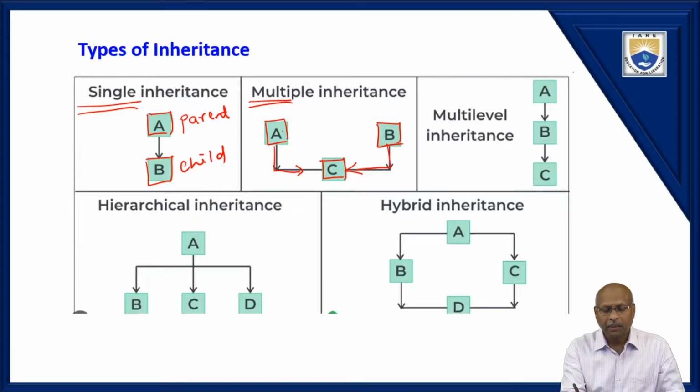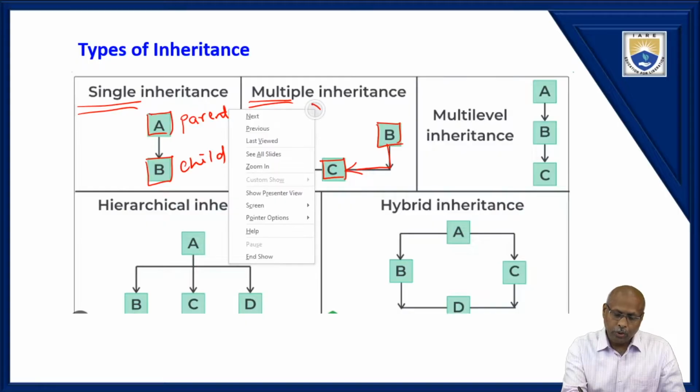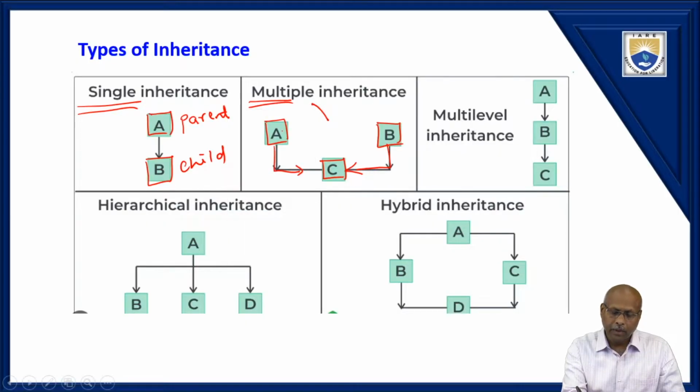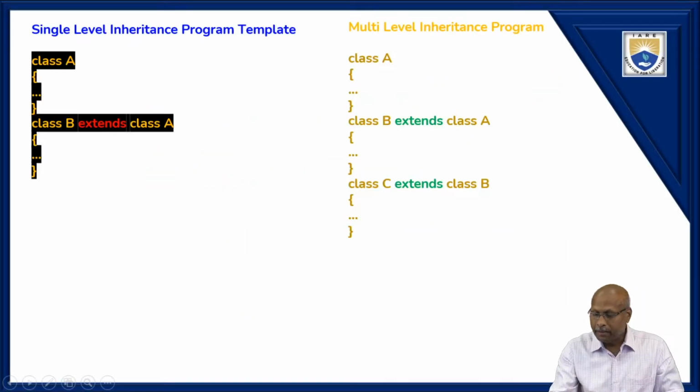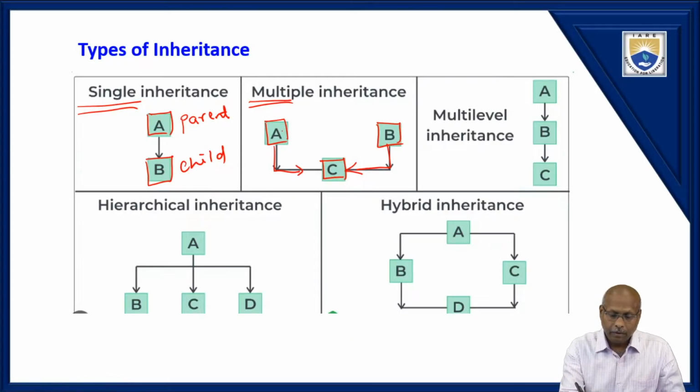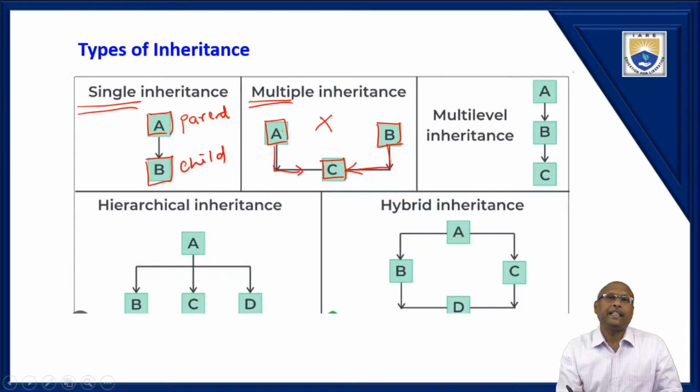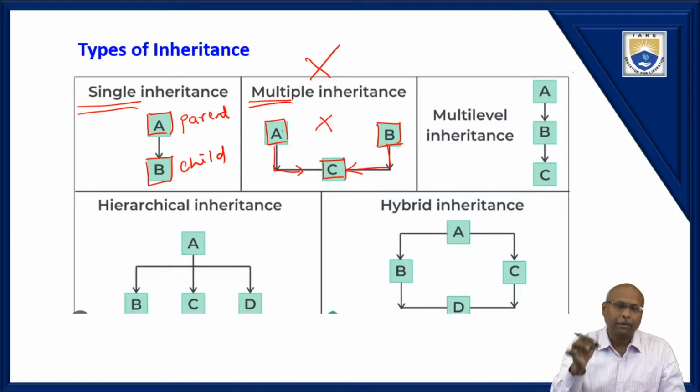Of course, Java will not support multiple inheritance directly. So you cannot implement this inheritance directly. Of course, there is an inherent mechanism using the interface concept. But generally, directly you cannot implement. Through a class, you cannot implement. So that's why we will not highlight this part in Java.